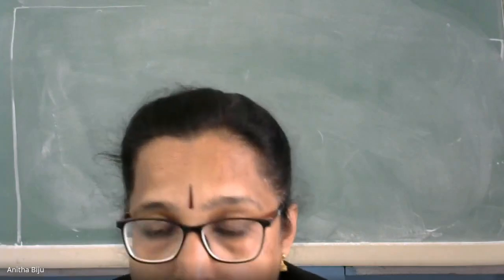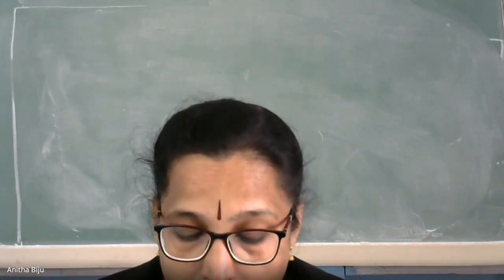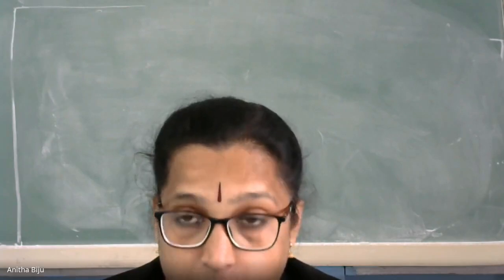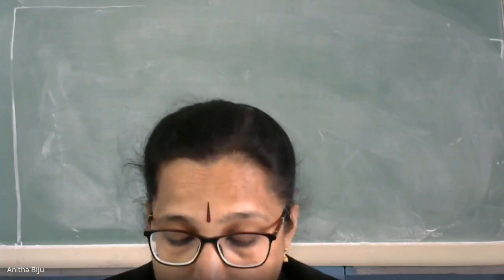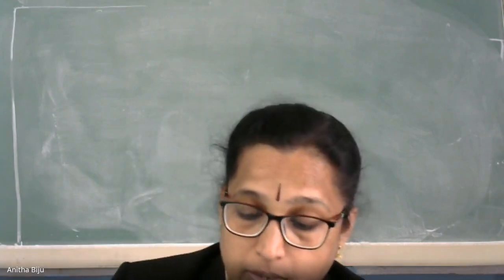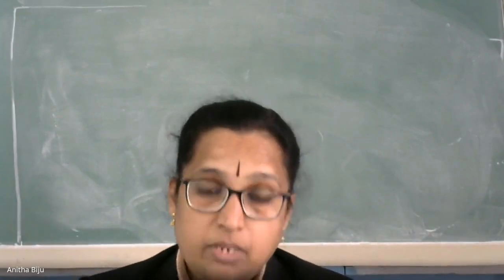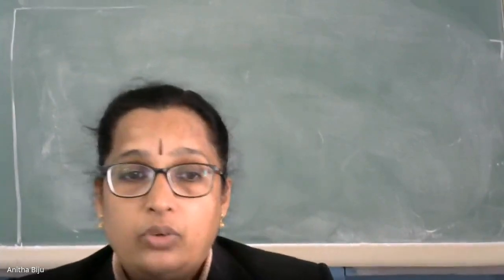I will repeat the question. A convex lens of focal length 10 centimeter is placed at a distance of 12 centimeter from a wall. How far from the lens should an object be placed so as to form its real image on the wall? So this is the question. Let us solve it together. I'll write it on the board. Ma'am, are the focal length and the distance in centimeters or meters? All are in centimeters.